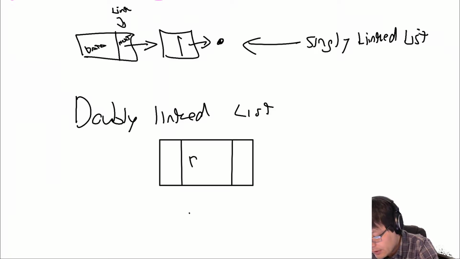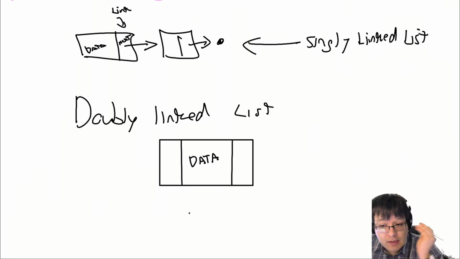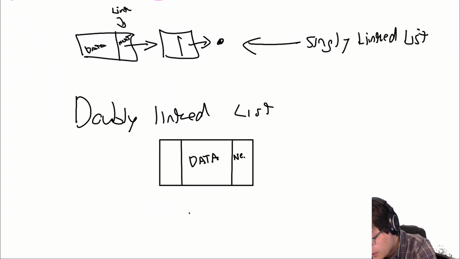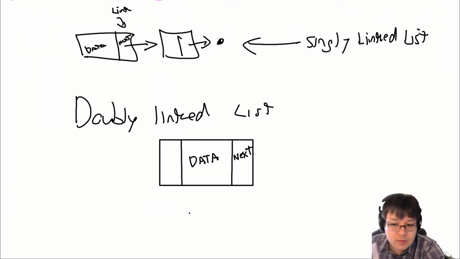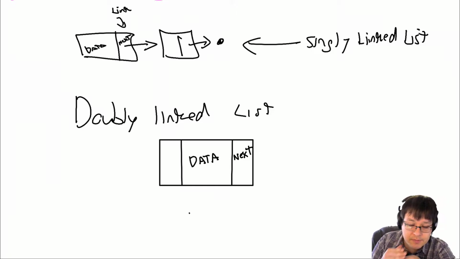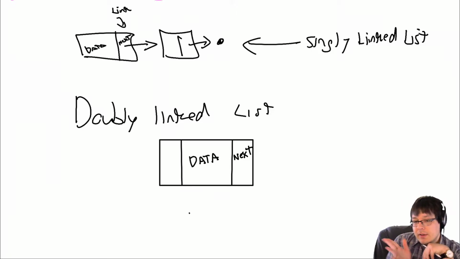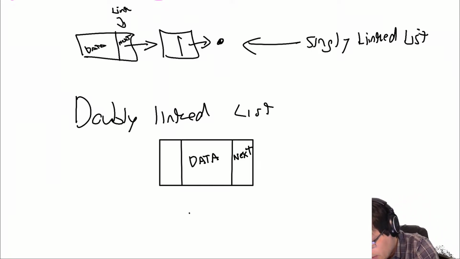In the center, we still have the data component. On the right-hand side, we are going to still have our link component to go to the next node in a sort of forward direction. However, the new thing is on this side here, we are going to be creating another link component called previous or prev.